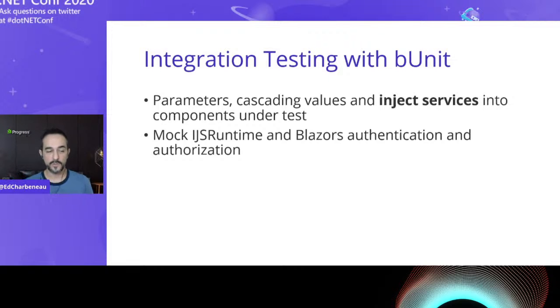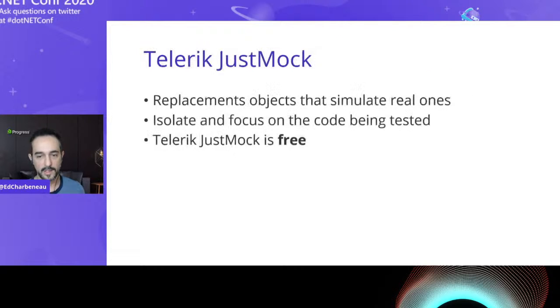For this, I'm going to use some mocking. We're going to mock the IJS runtime. We can mock authentication and things like that as well. And for mocking, I'm going to use Telerik JustMock. There's other mocking libraries out there, but what's nice is we're looking for integration points with Blazor right now, and we're finding that BUnit is a nice fit for JustMock when we're using the Telerik UI components.